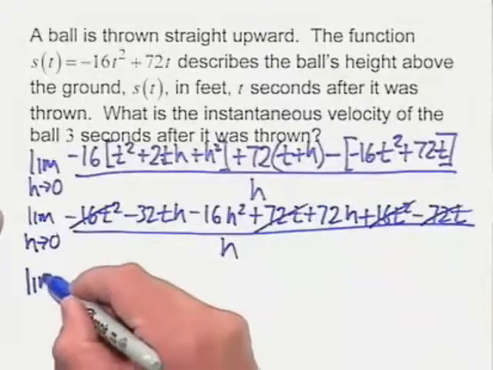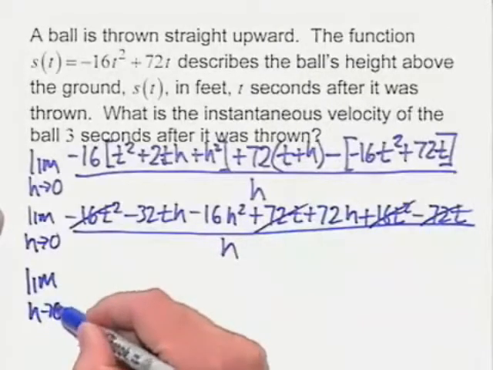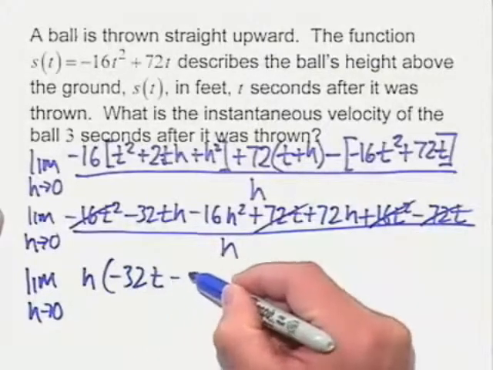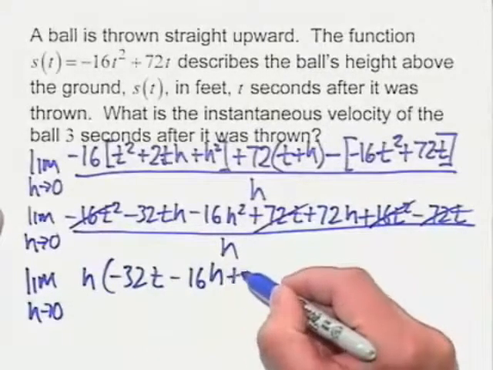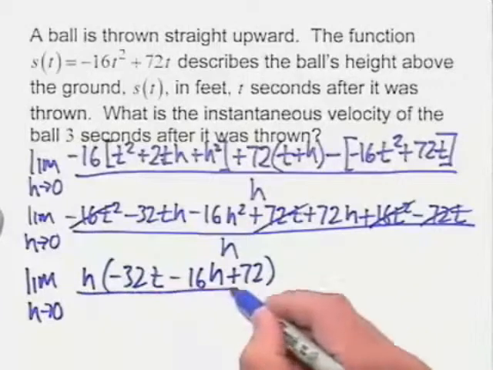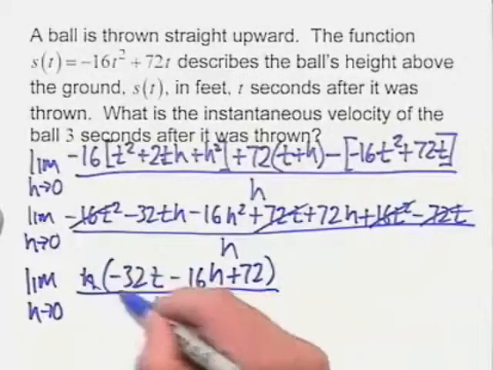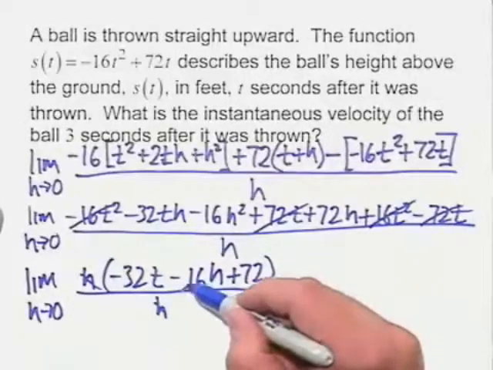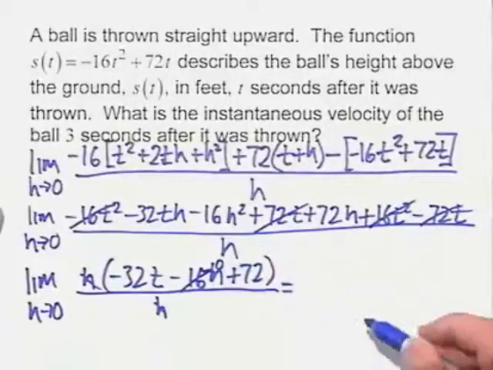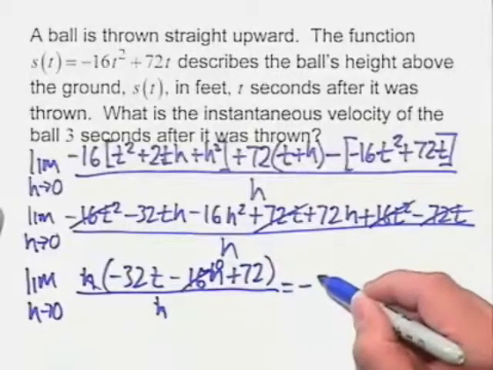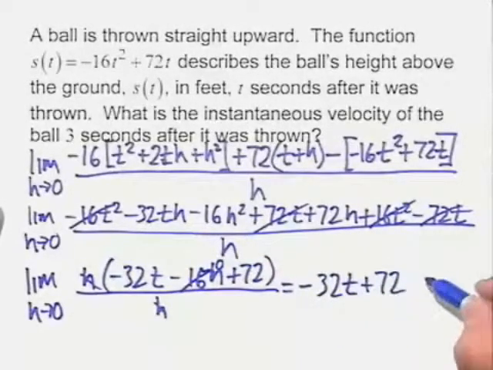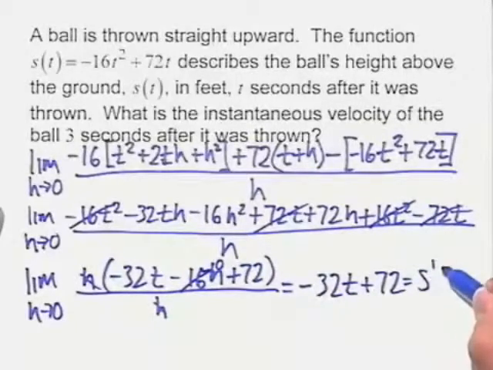And if we quickly factor out an h, as we take the limit here, we have h times a negative 32t minus 16h plus 72. That will all be over h. So now the h's cancel. Once we take the limit, as h goes to 0, we see that this negative 16h term goes to 0, and we've done it. We have a negative 32t plus 72 for our derivative, and this is equal to s prime of t, the derivative of our function.